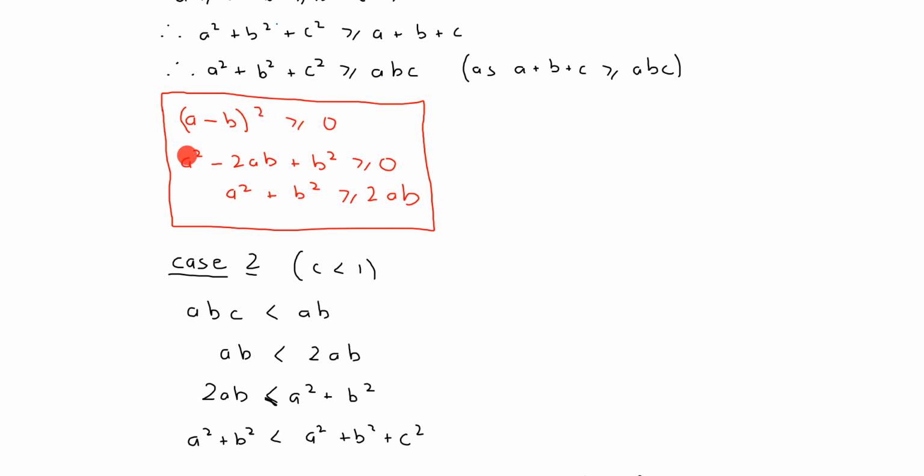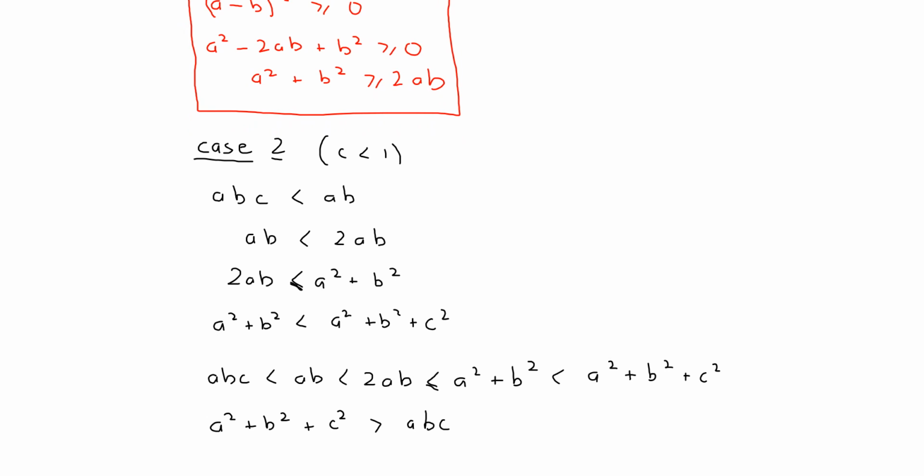So I expand out the left-hand side, and then I move the 2ab over to here, and I get a squared plus b squared is greater than or equal to 2ab from here. This is an identity you'll see quite a bit when we do proofs in equations and things. Alright, so now we've seen this, let's move on to case 2.